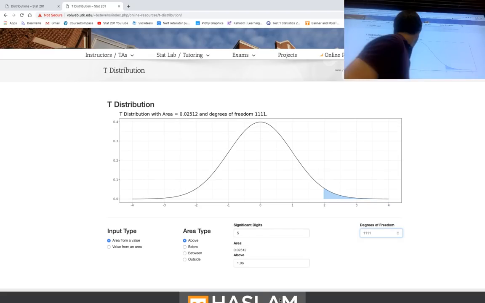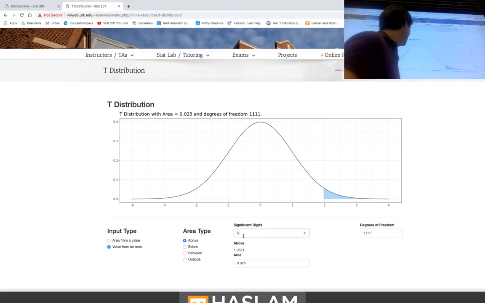And to show this, let's go to value from an area. And, oh, wait, we're going to round this to 2 digits. And you'll notice it's 1.96.